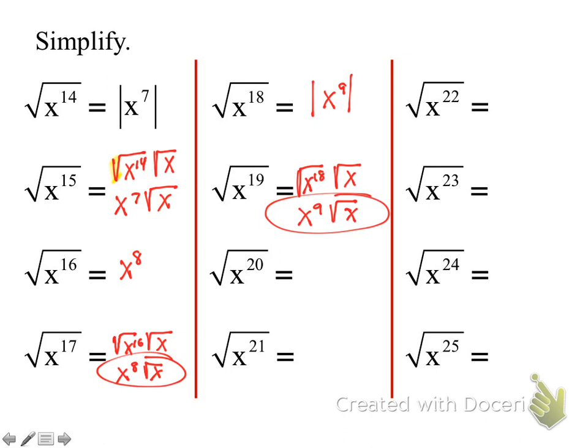X to the 10th power. Good. Next one, Isabel. I want to hear how to break it down. It would be x to the 20th times rad x. Yep. And that breaks down to x to the 10th power times rad x. Good. Next one.